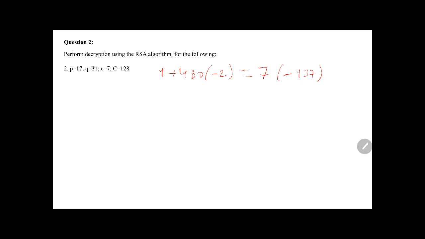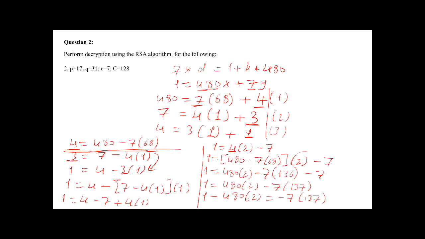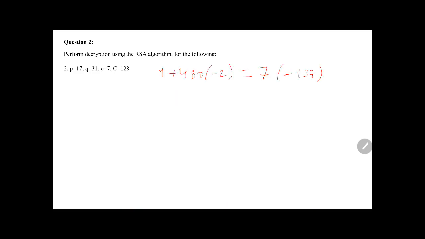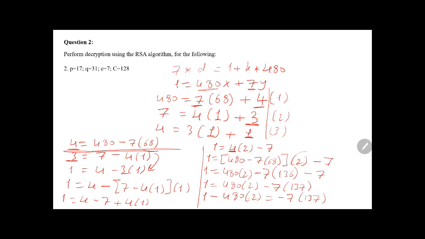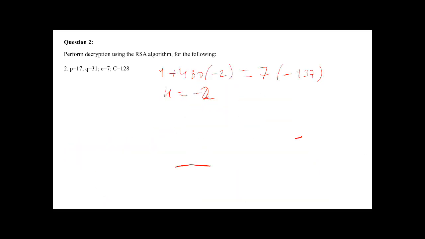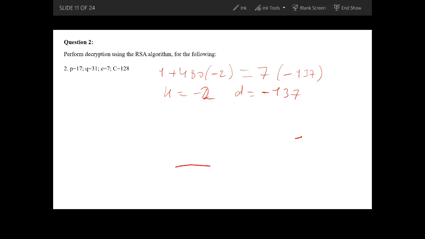So if we want to compare the values here with the values next to the 480, next to the K and the D. So 480 has the K next to it, which is the negative 2. So K is equal to negative 2. And we have the 7 next to it, the D. So the 7 has next to it the D, which is negative 137. So D is equal to negative 137. Now we have a small problem. It's that we can't have D as the negative number.